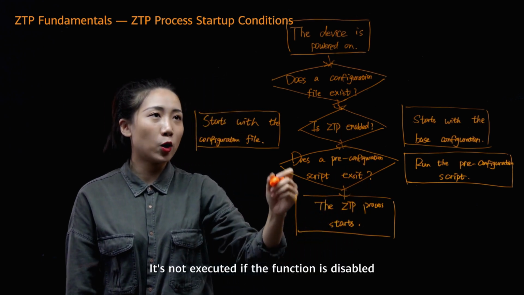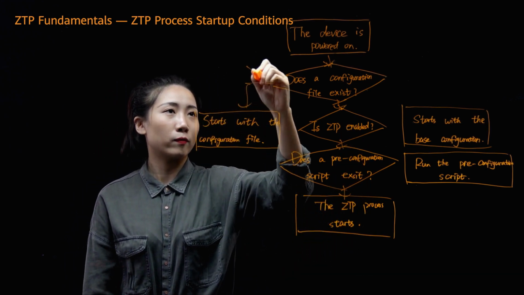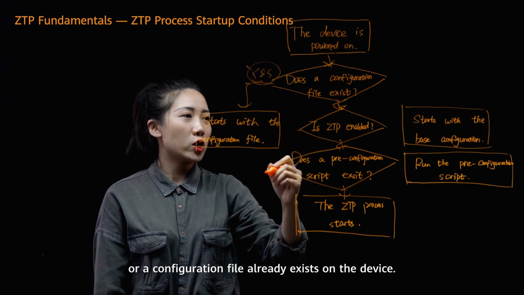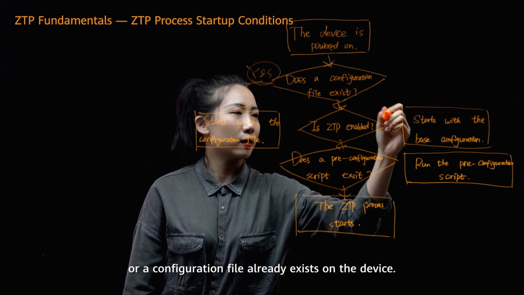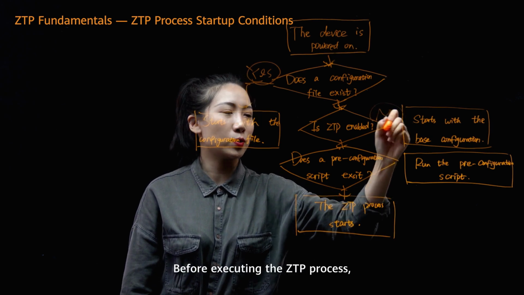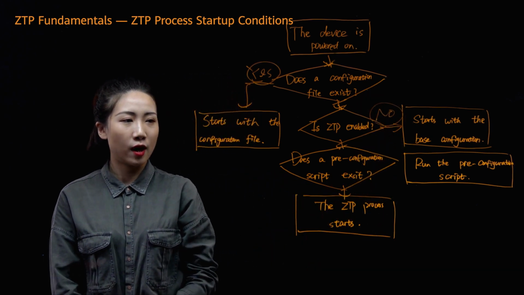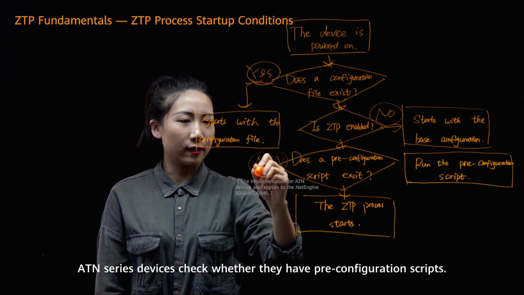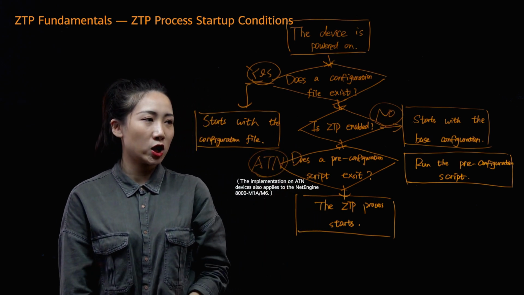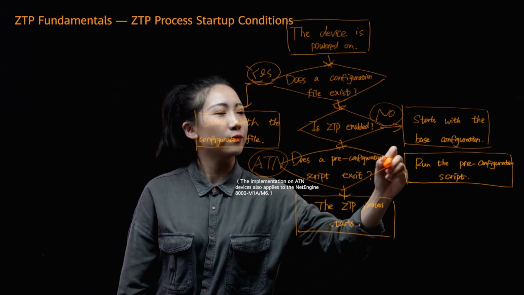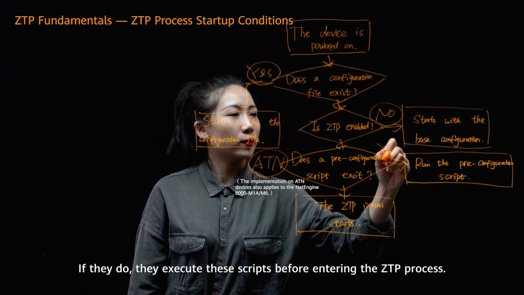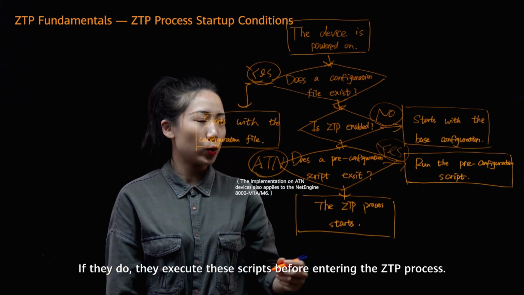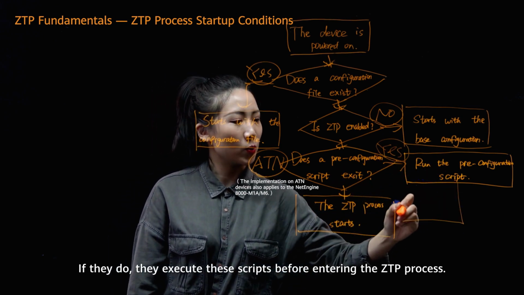It's not executed if the function is disabled or a configuration file already exists on the device. Before executing the ZTP process, ATN series devices check whether they have pre-configuration scripts. If they do, they execute these scripts before entering the ZTP process.